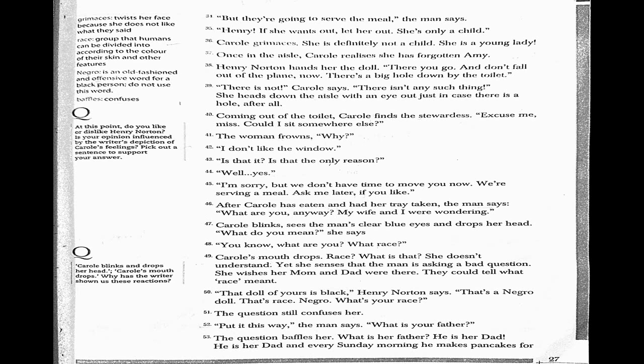Now see line number 38. Henry Norton hands her the doll. Now Henry Norton, the big man, gives the doll to him. "There you are, and don't fall out of the plane now. There's a big hole down by the toilet." Now the man makes a joke to him: where are you going? You don't fall out of the plane.